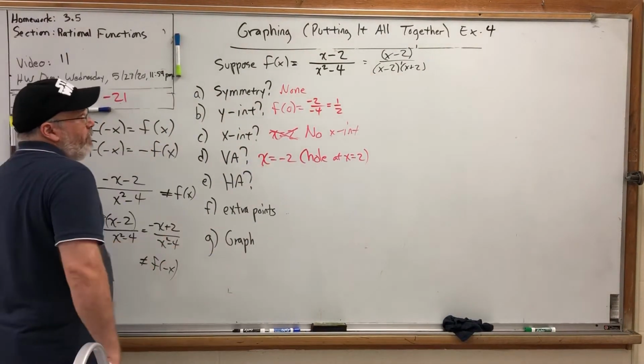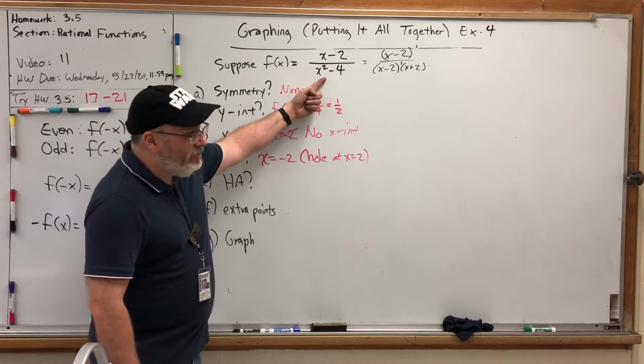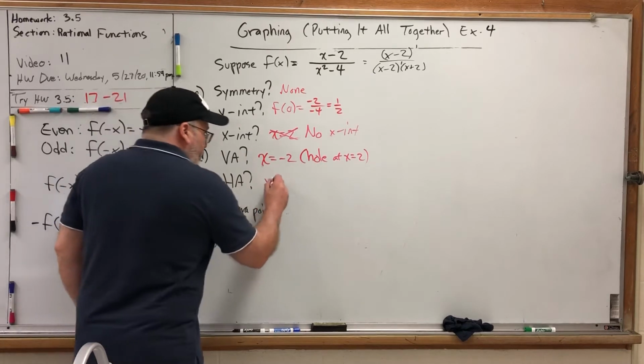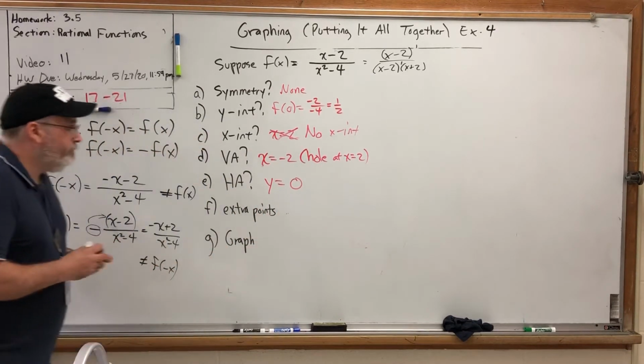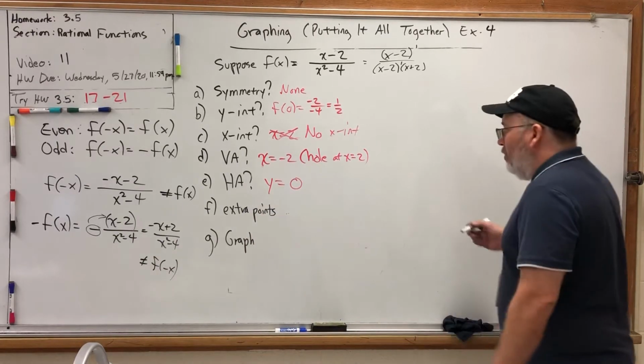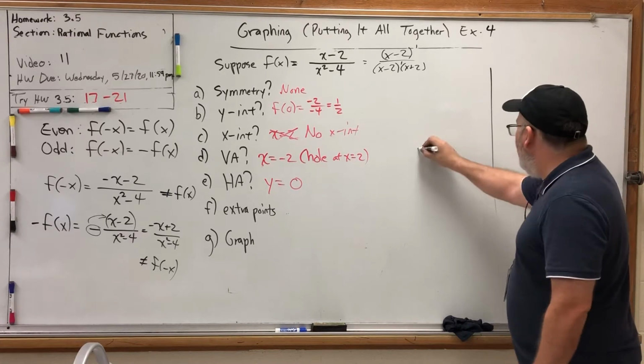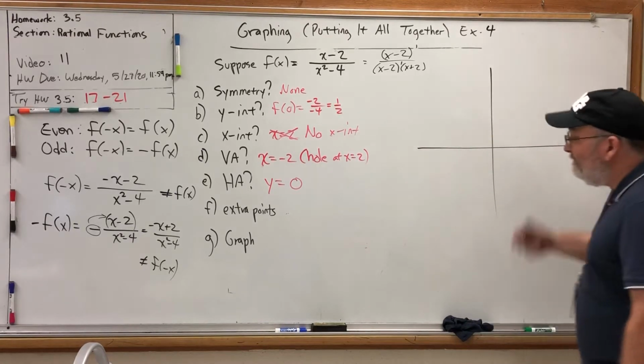Horizontal asymptotes. Compare degrees. Greater degree is in the denominator. That means that the horizontal asymptote is y equals 0. Let's graph what we have. Now I'm going to postpone graphing the hole for a moment because I don't know quite where it is yet. But I'll show you in a moment how you can actually locate exactly where it is.